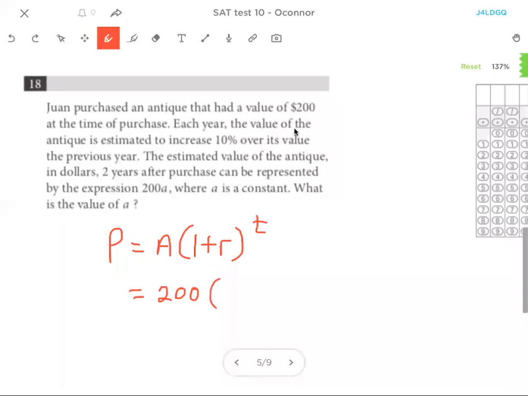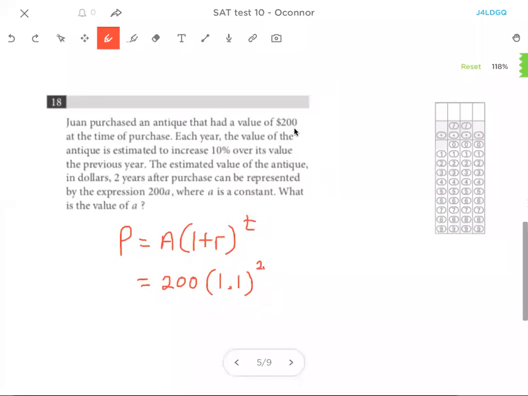And it increased 10%. So as a decimal, that's 0.1. So it's going to be 1 plus 0.1 or 1.1. And t is time, it says 2 years. So if you got this far, you're in good shape. Okay. Now, the answer is worded in kind of an odd way. So it says if the answer is 200A, where A is a constant, what's the value of A?